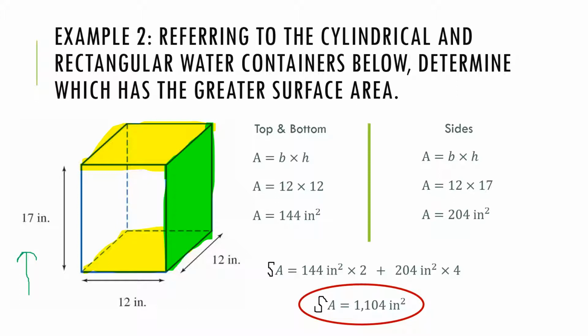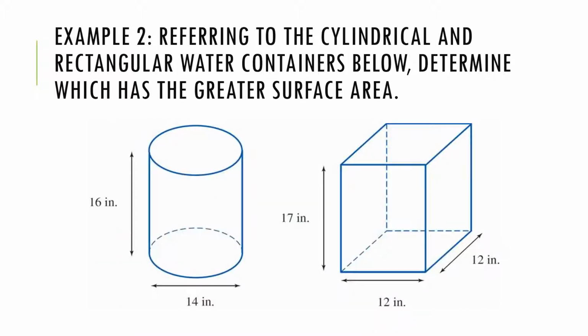Now let's figure out which one of these containers had the greater surface area. The cylinder had a surface area of 1,011.59. The rectangular container had a surface area of 1,104 inches squared. So in this case, the rectangular container has the greater surface area. So if you're thinking about what this means in your mind, you could imagine that it would take more wallpaper to cover the outside of the box than it would the cylinder.